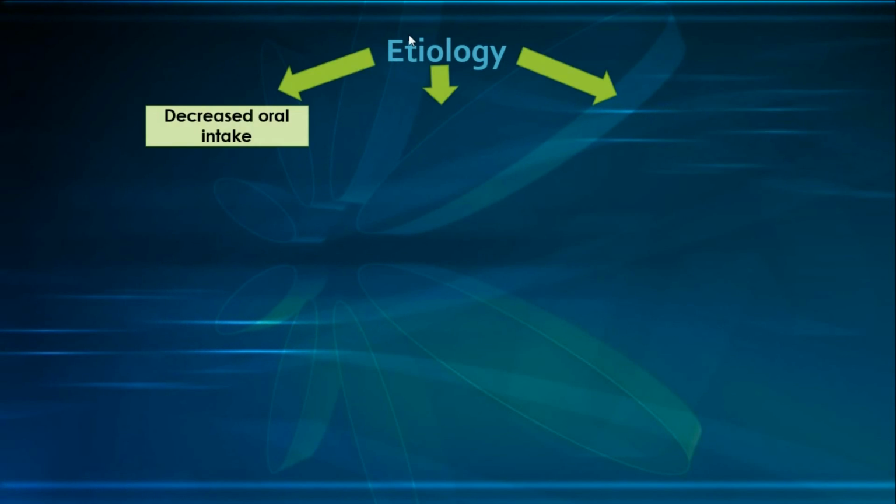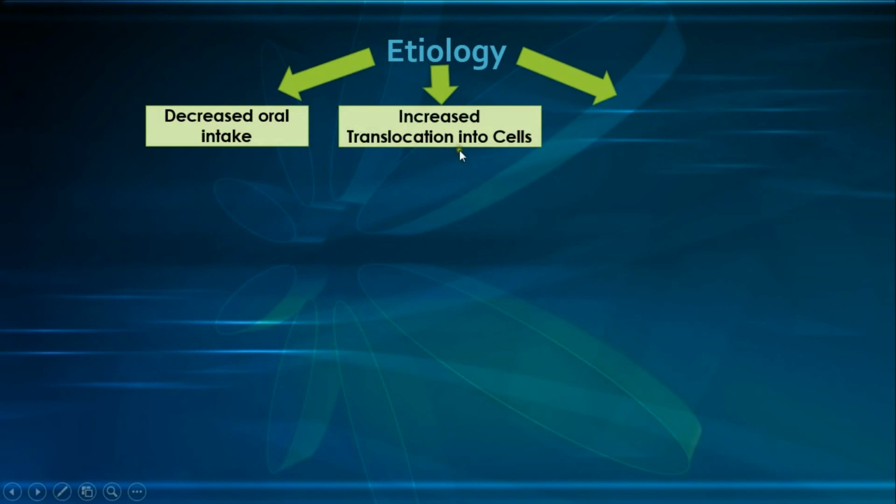And again, we have those three mechanisms. The first is decreased oral intake, the second is increased translocation to the cells, and the third and the most common one is increased loss of potassium. So let's first finish with the small categories and then move to the large one.